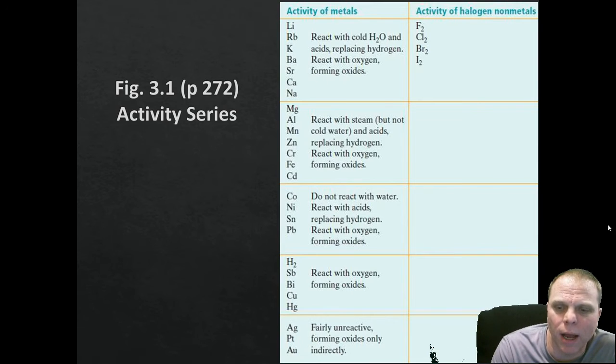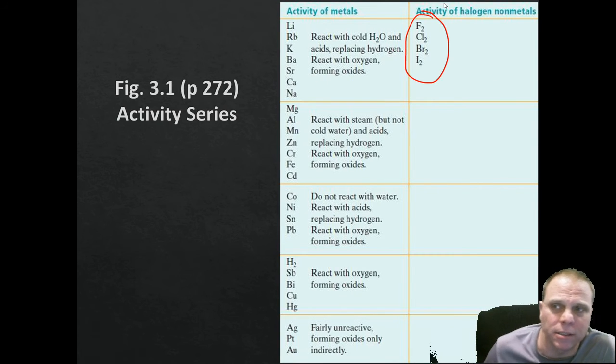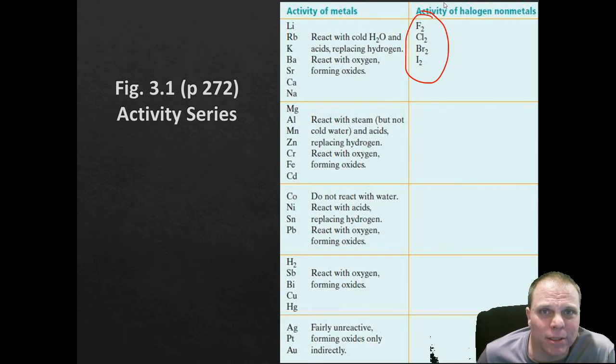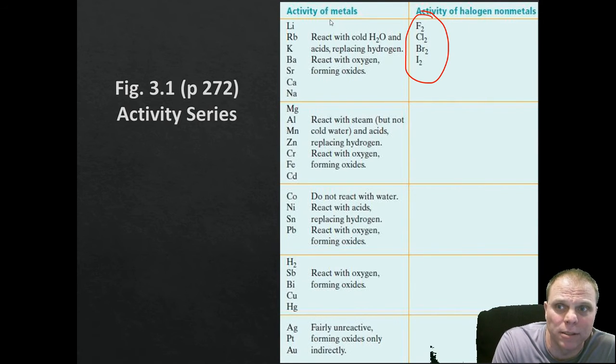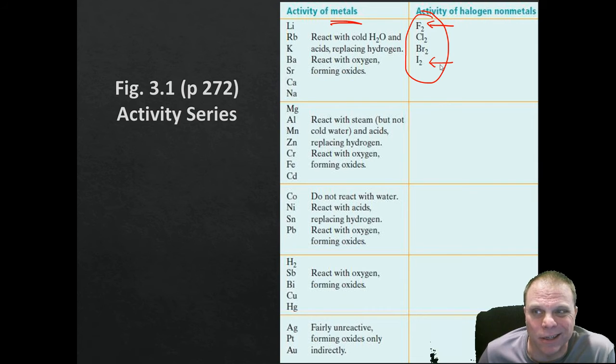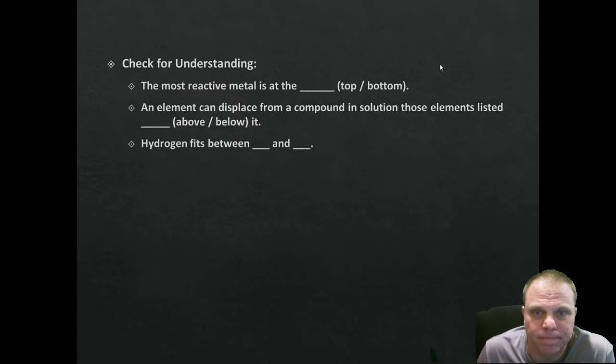Over here on the right, you'll notice that we have some halogens. And halogens have a slightly different activity, right? All of these things are activity series of metals. But the halogens, the most reactive, are up here at the top with fluorine. The least reactive would be iodine. So this is the activity series of the halogens versus the metals.